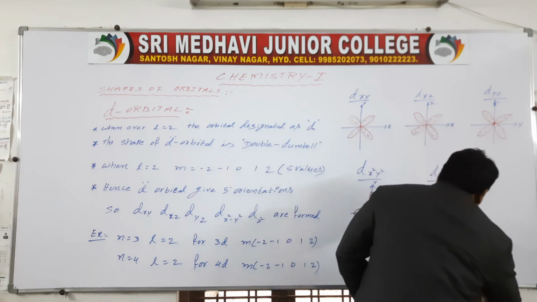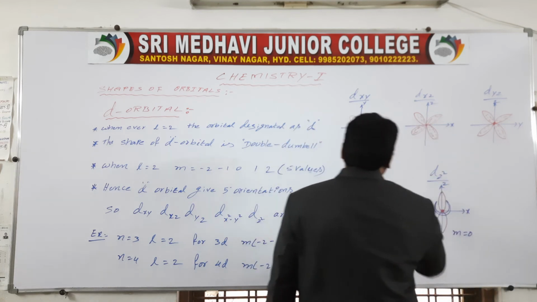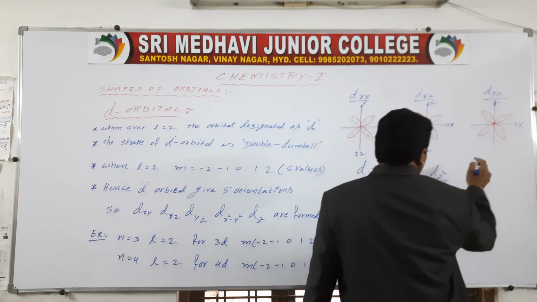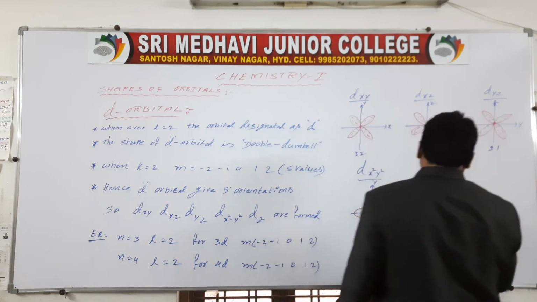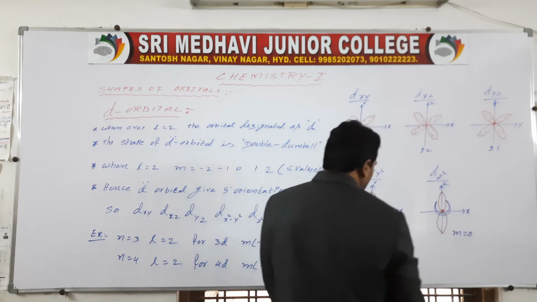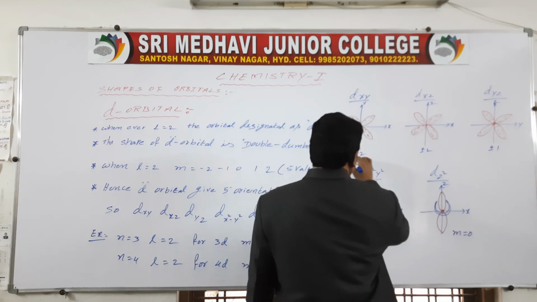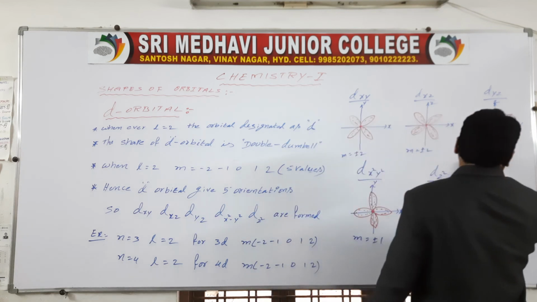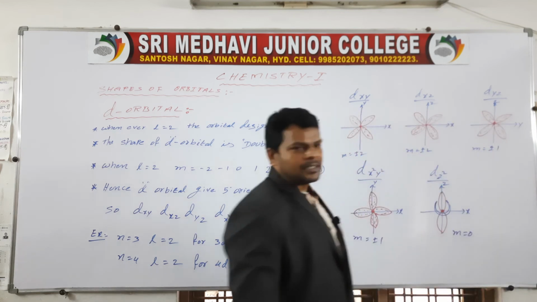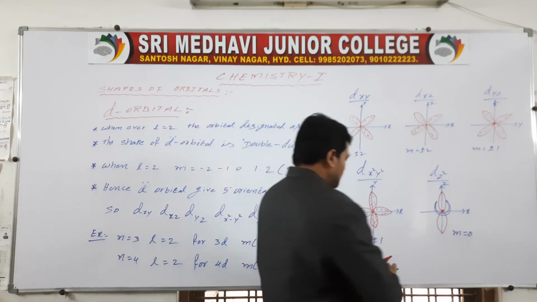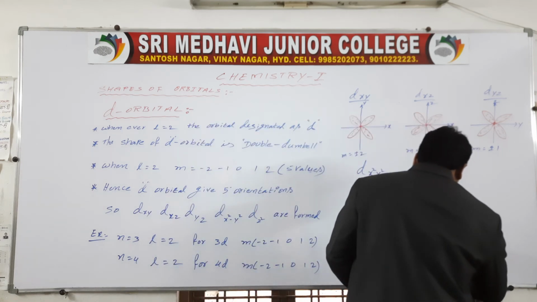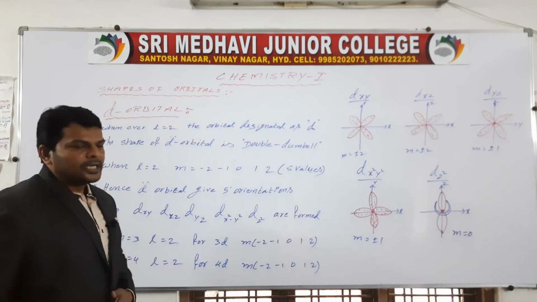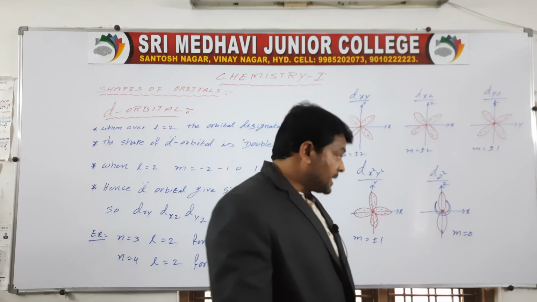Here the m value must be 0 for dz square. For the others it is plus or minus 2, plus or minus 2, plus or minus 1, plus or minus 1. These are the m values. So this is the way the shapes of orbitals can be discussed.